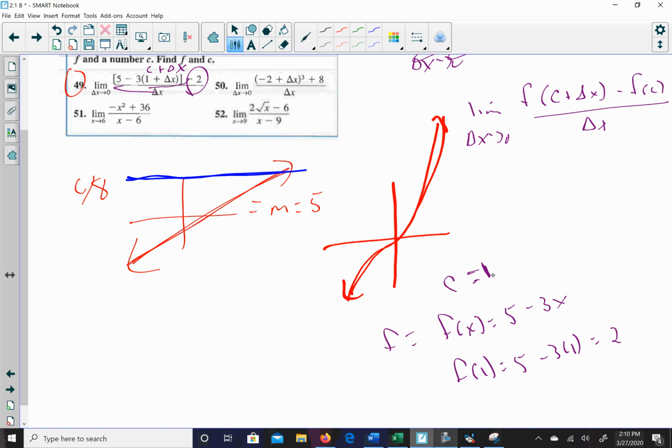So that's what they're asking you to do. They're asking you to work backwards. They already substituted in this formula, and they want you to figure out what you substituted in. I personally think it's easier to write this and then try and match it up to that. Okay, looking at the next one.